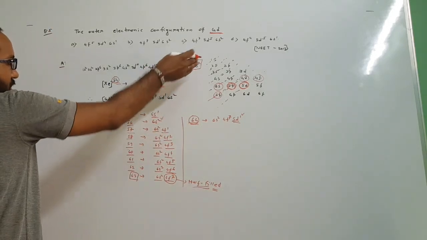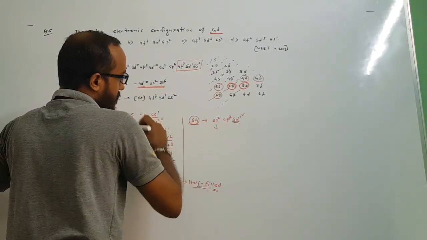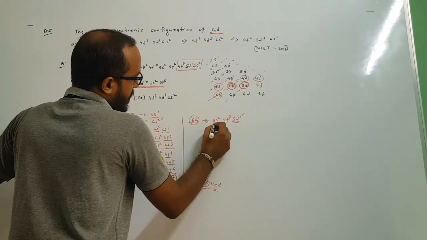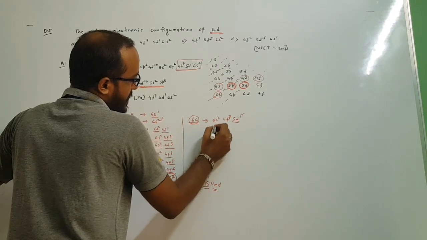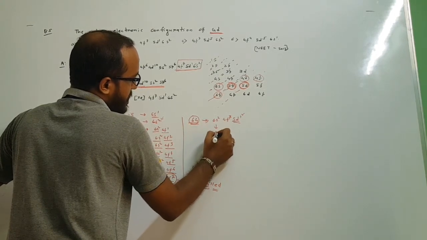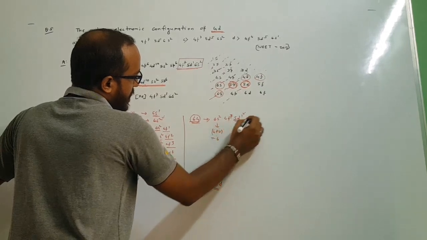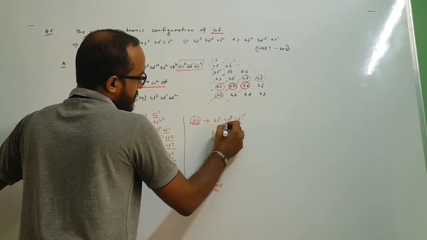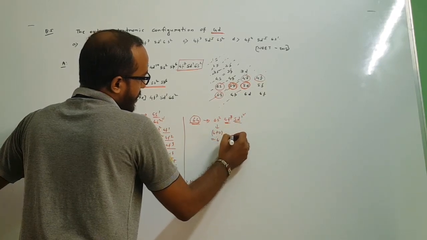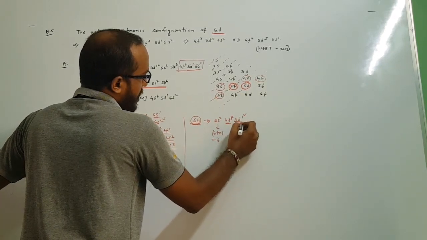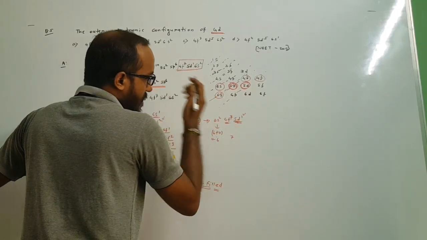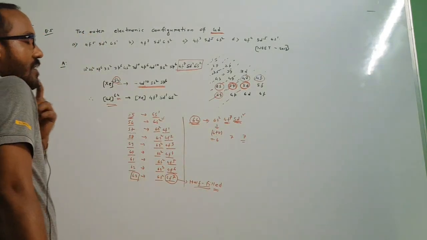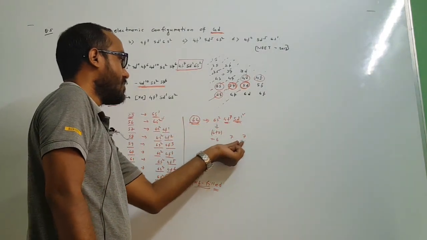I have written 6s2 in the last, because we have discussed it in question number 3 or 4. Please rewind and see the video. Here we have to see the n plus l value. Here n is 6 and s is 0, so it will be 6. For f, s is 0, p is 1, d is 2, f is 3, so 4 plus 3 is 7. Then 5d is 5 plus 2, that is 7, and then we have to see the n values for equal energy level.